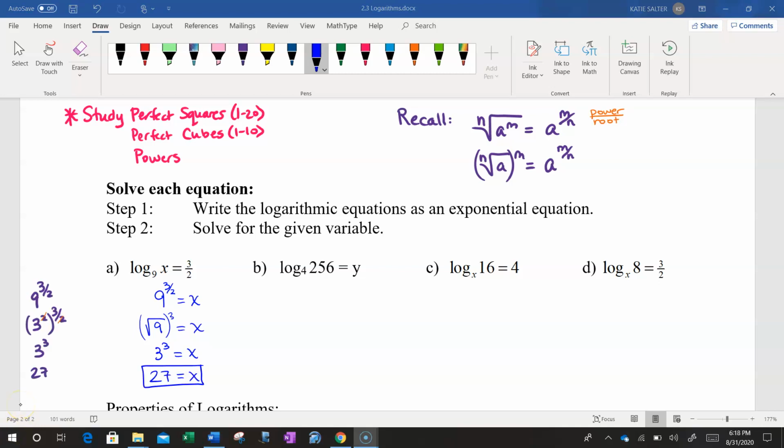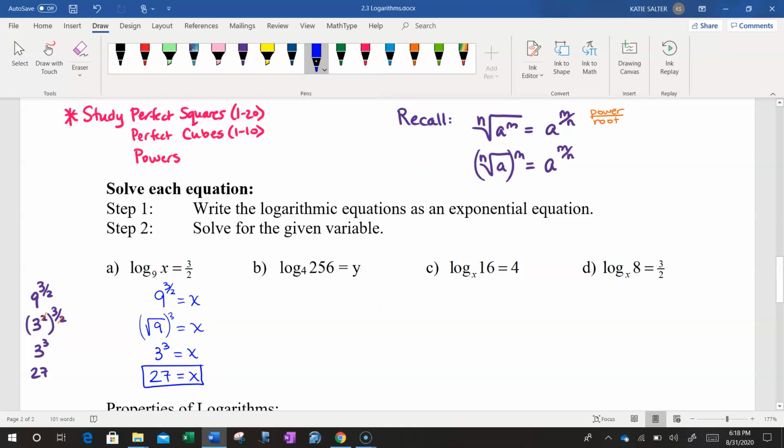You can also do it using just exponent rules. When we get to 9 to the 3 halves, we know that 9 is 3 squared. When we raise a power to a power, we multiply. So 2 times 3 halves is ultimately just 3. So we have 3 cubed, and 3 cubed is 27. And that's just a personal preference. All right, let's look at the next one.